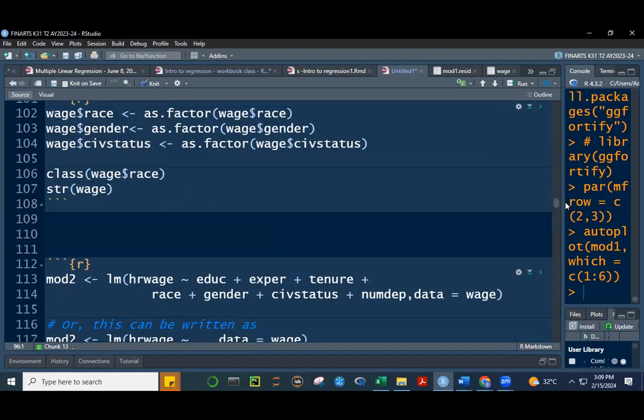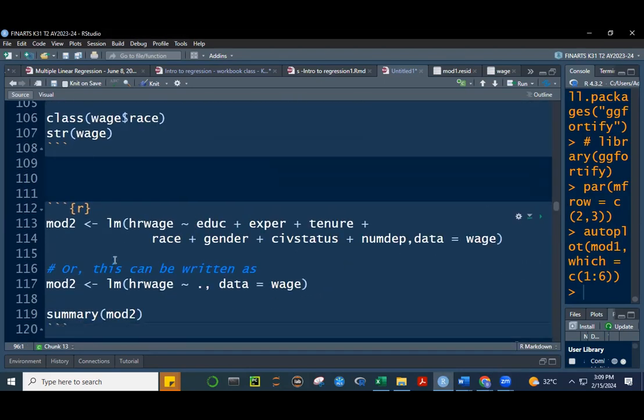All right. Now, let's now go to the next model, which is, let's create now a model 2. So kindly write this class. So I'm creating this model 2, and still use LM. Okay, hourly wage regress on this time. I'm going to use all the variables under our wage data set. So we're going to use all of them, the 7.